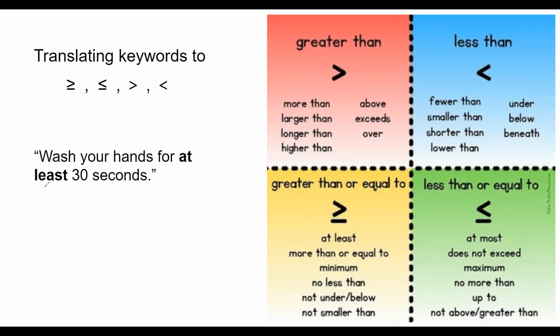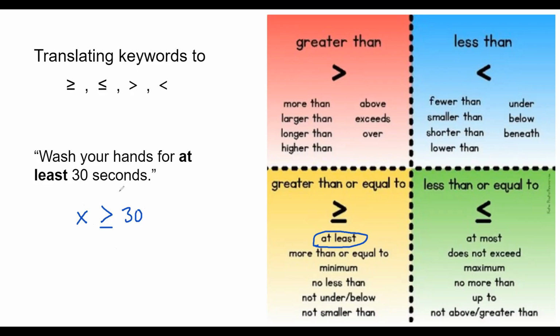So let's just make a simple example here. This statement over here: wash your hands for at least 30 seconds. Which of these operators would we use? Well, we can see that at least is in this group. That means it should be greater than or equal to. And we are greater than or equal to the number 30. Now, often when we build these statements, we will include a variable in it, like x. x is greater than or equal to 30.